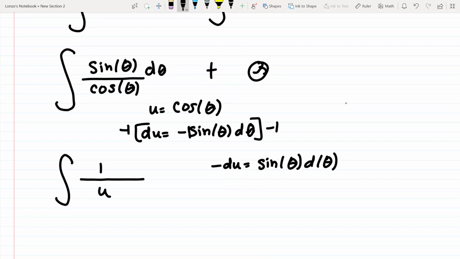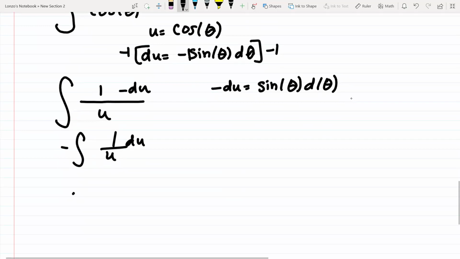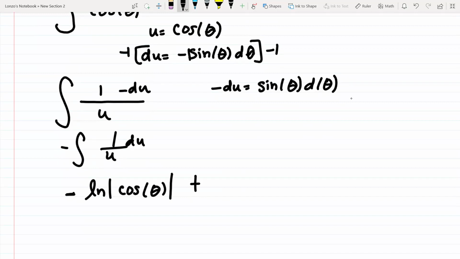So you're going to replace sine theta d theta with negative du. You could factor this minus, so it would be a minus, and then it's 1 over u du. So the final answer would be minus, and then what's the integral of 1 over u? It's ln of u, and we said our u was cosine theta. Plus theta, then plus c.